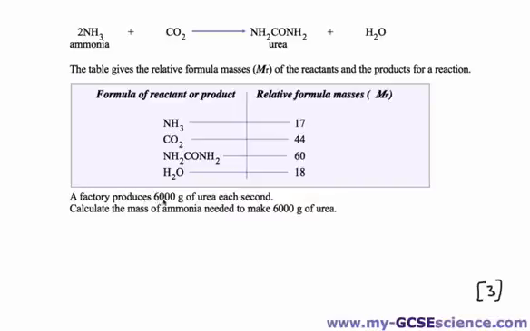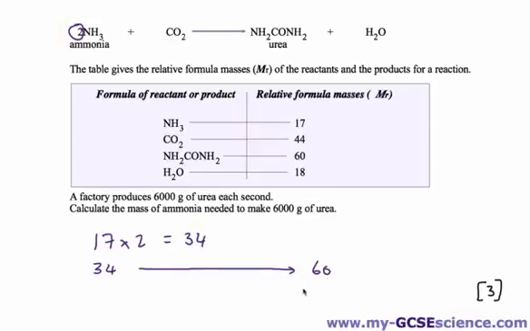So we want to know the mass of ammonia required to make 6,000 grams of urea. So first stage we deal with our relative formula masses. So here is our ammonia, here is our urea. For ammonia, which is NH3, the relative formula mass is 17, but remember there's 2 of those, so 17 times 2 equals 34, and therefore 34 relates to, for urea it's 60, so 34 goes to 60. There's no number in front of it, so we can just leave that as it is.